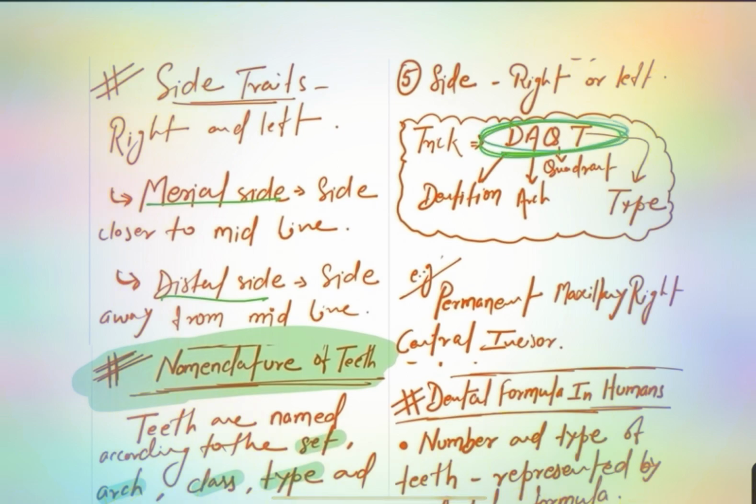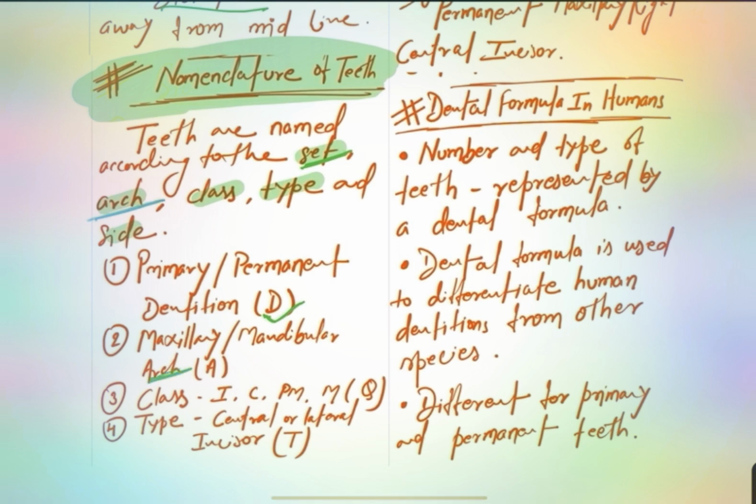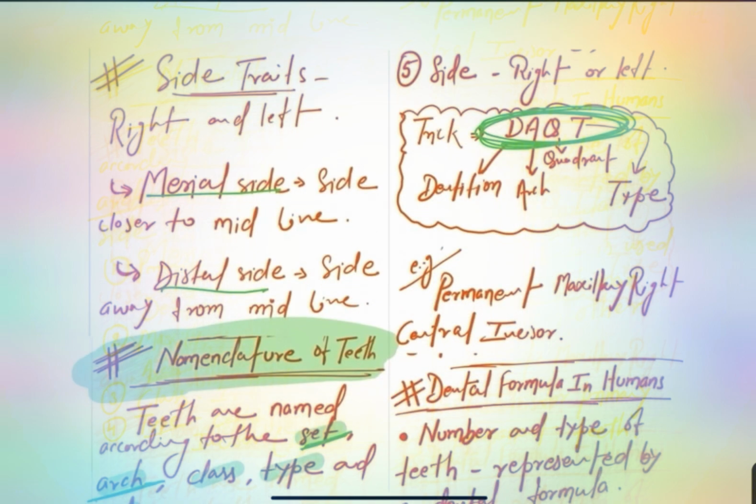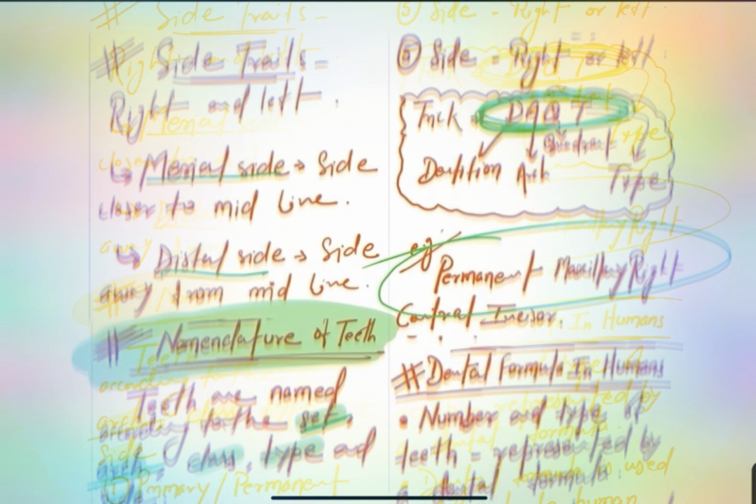You just remember DAQT. So what we did, we just said the dentition, right, the set, and then we said the arch, maxillary or mandibular arch. Then we talked about the class or quadrant, and then we said the type of tooth, whether it is central or lateral. So DAQT becomes the trick. So with this you can name the teeth. Clear?